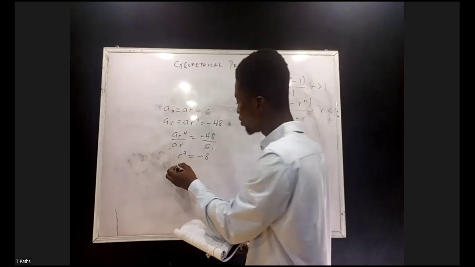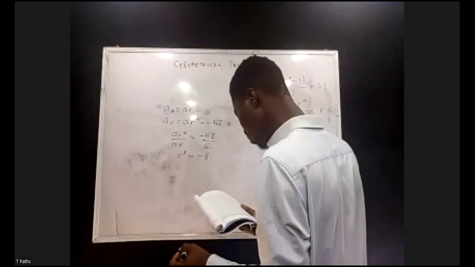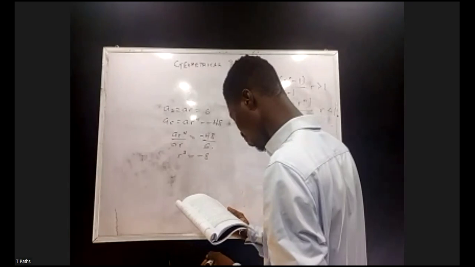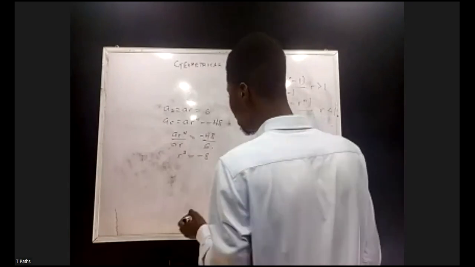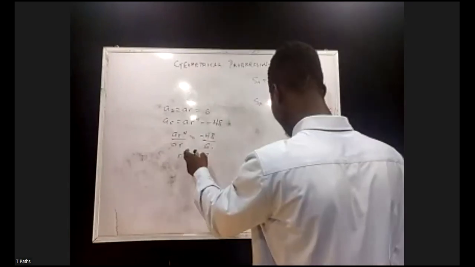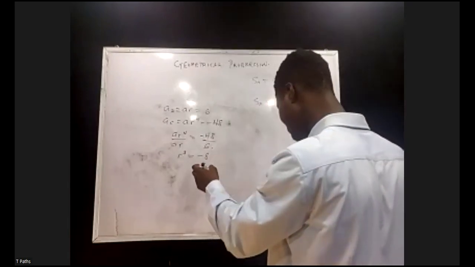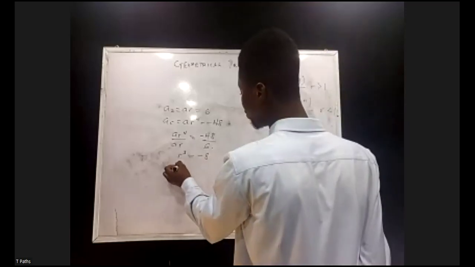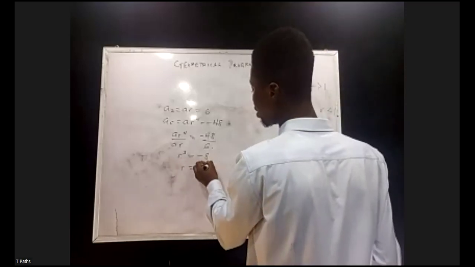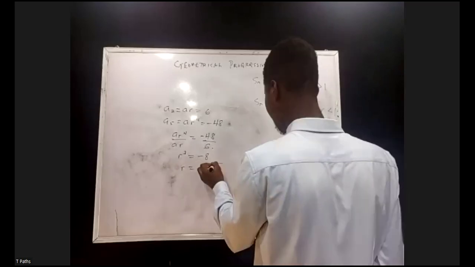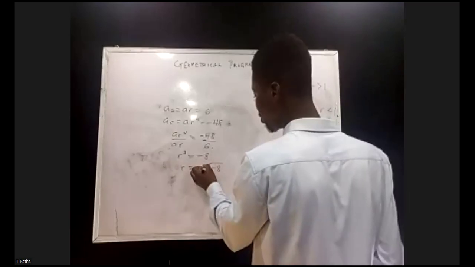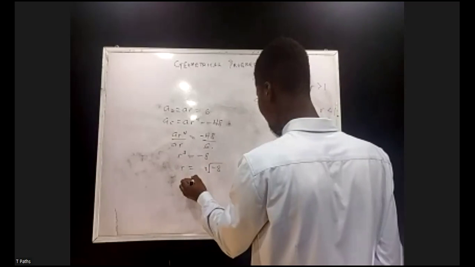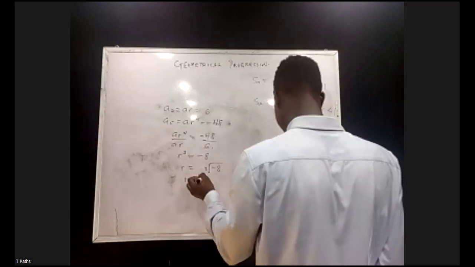So now we are left with R raised to power 3 equals negative 8. So now we do the cube root. Negative 8. Let's do the cube root. Let's confirm this.